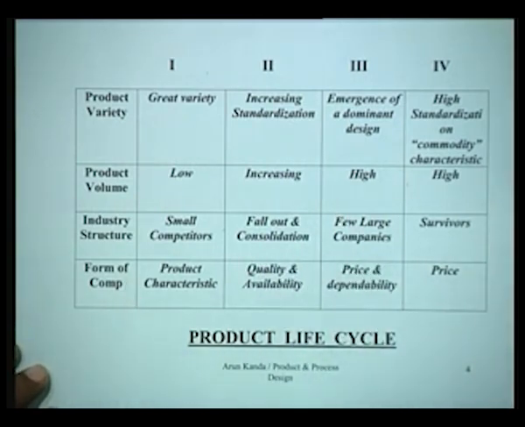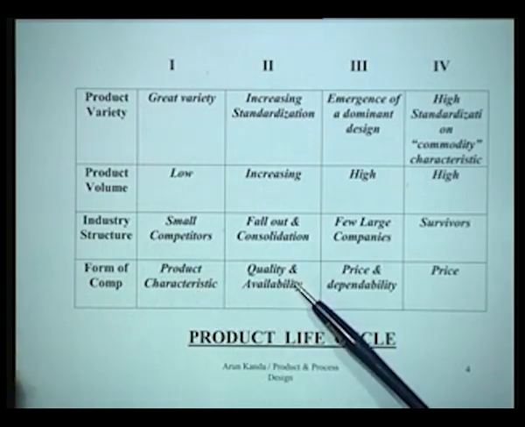Let's see the form of competition. What's going to happen to the competition? Initially, the competition is based on product characteristics, because when you buy a new product, you are very careful to find out what the product characteristics are. So competition among products is based primarily on product characteristics.